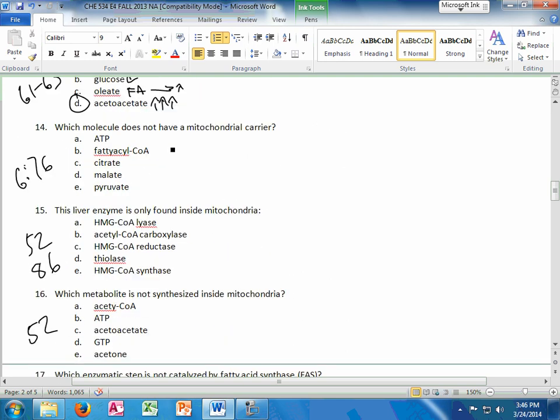Which of these molecules does not have a mitochondrial carrier? That's what kind of threw me off, because I initially was like, oh, fatty acyl CoA has the carnitine shuttle, but we're talking about carriers or transporters versus shuttles. So fatty acyl CoA does not have its own carrier, does not have its own transporter. It uses the carnitine shuttle to get in.